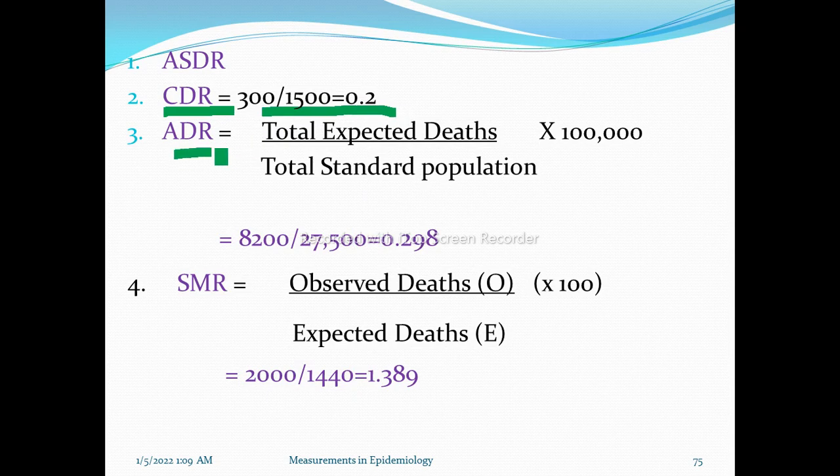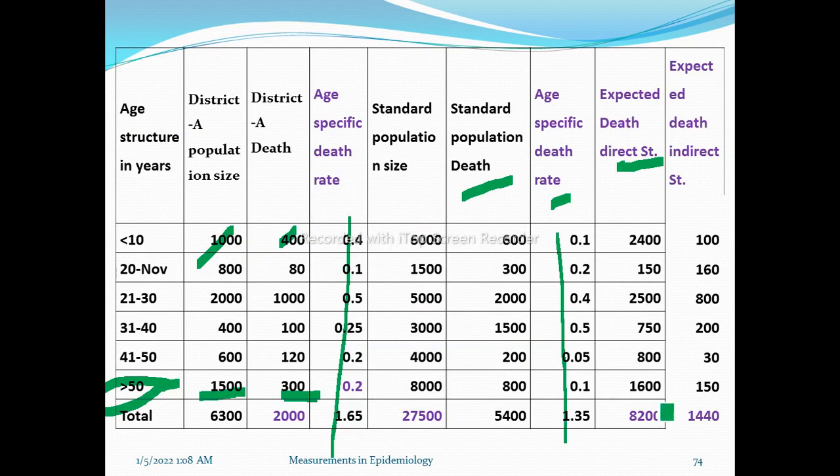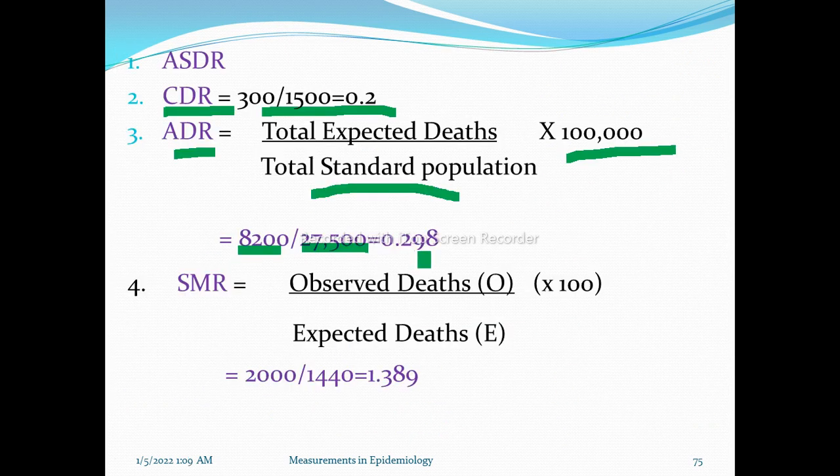The other is the adjusted death rate, which is equal to total expected deaths over total standard population times 100,000. So 8,200 divided by 27,500. So this is 8,200, this one, and also 27,500. This is divided by this one, and we will get 0.298.